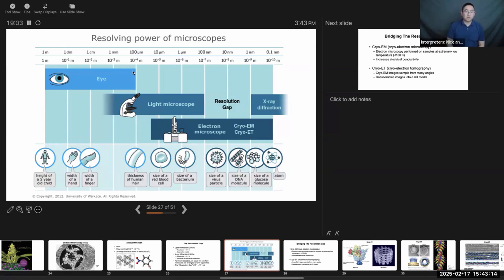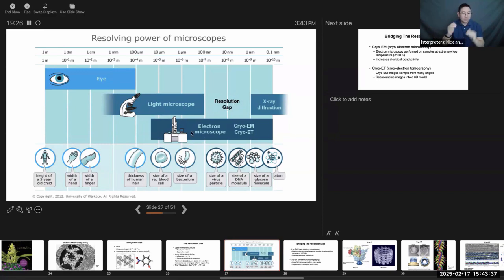So the human eye can see down to 10 to the minus 4 meters. A light microscope can extend that down to 10 to the minus 7 meters, which is the theoretical lower limit of light microscopy. X-ray diffraction can see things from 10 to the minus 9 or smaller, but for much of the 20th century, you had this resolution gap where we couldn't see things in here.